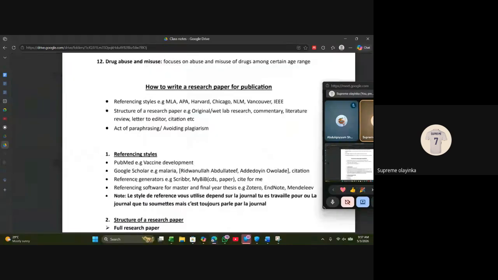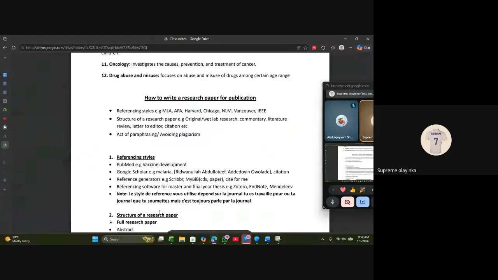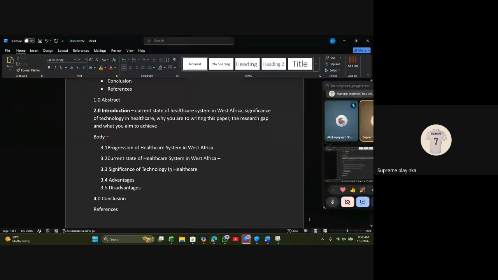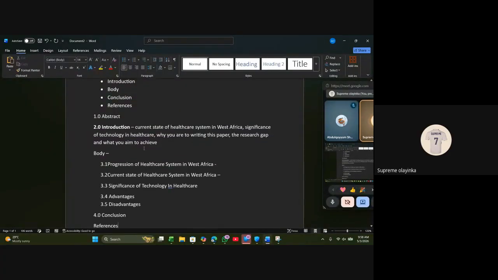So you can reference using reference generator, and we can also reference using referencing software. So we can also reference using PubMed and Google Scholar. So now let's start referencing. Let's look at it. So these are the things we've done. These are introduction. So now let's start with progression of healthcare system in West Africa. Control C.